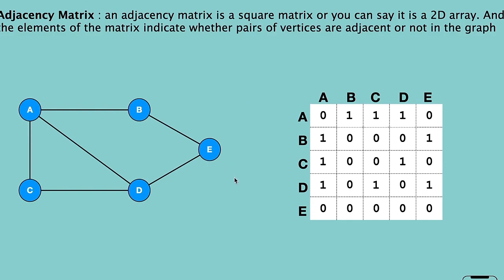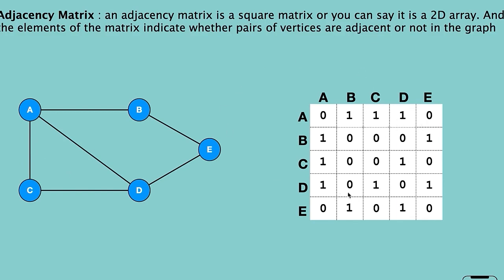And finally the last vertex is E, so we will check E. From E we have a connection to B, so EB will be 1. And from E we have another connection to D, and ED will be 1. So with this we have completed the representation of the graph in this adjacency matrix.